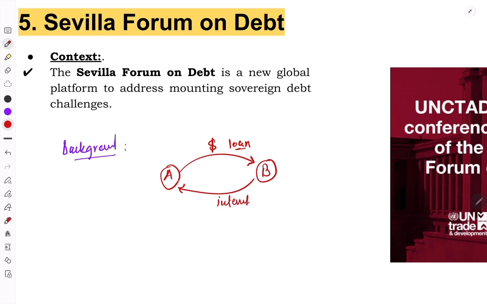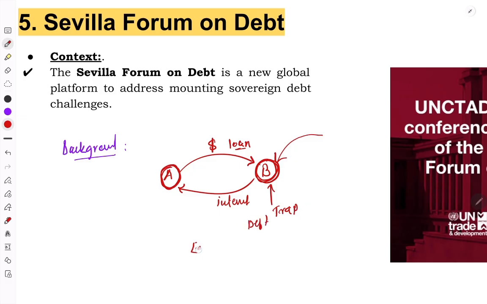When country A has given a loan to country B, if country B is not able to repay the required loan amount, what happens is that country B has to take a loan from another country to repay that loan, and the debt burden starts increasing, right? So sometimes this country B will fall into what is called the debt trap.